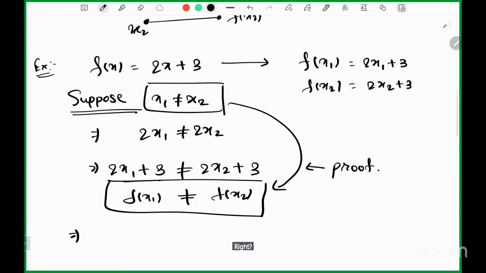Ma'am, can we also prove it by assuming f of x1 equals f of x2, and then showing x1 is equal to x2?